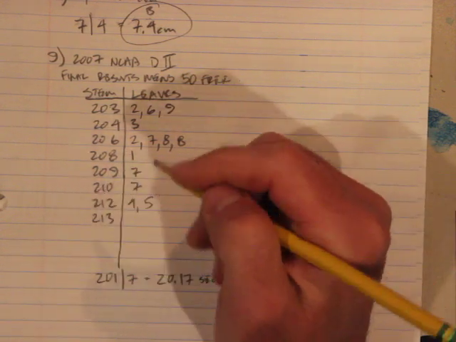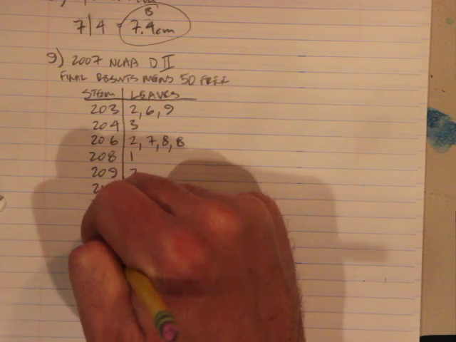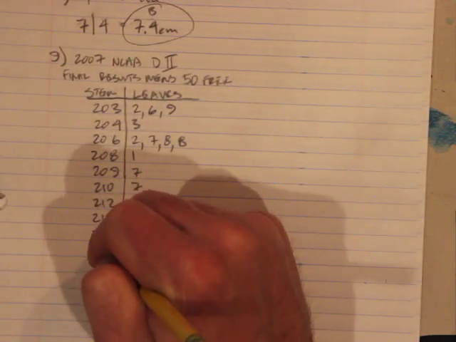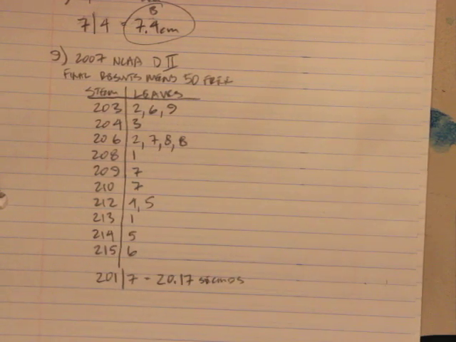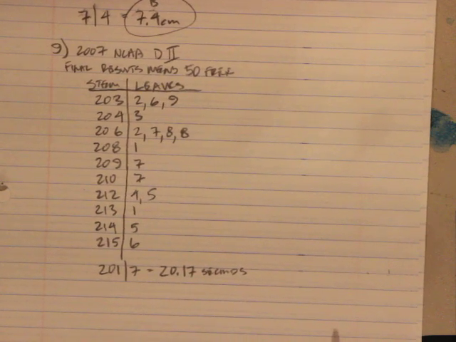213, 1, 214, 5, and 21.56 seconds is the last one. And that's what your stem and leaf plot should look like for number 9.